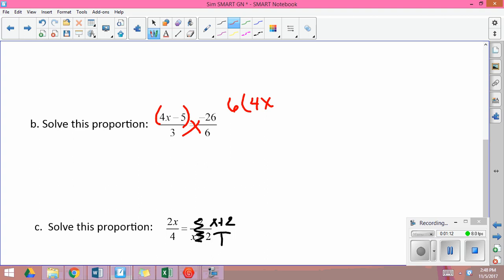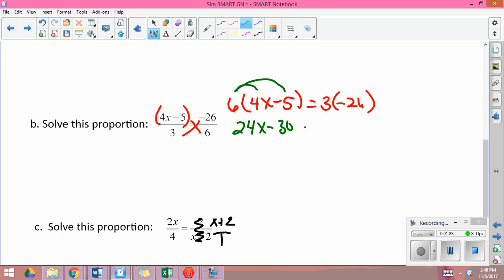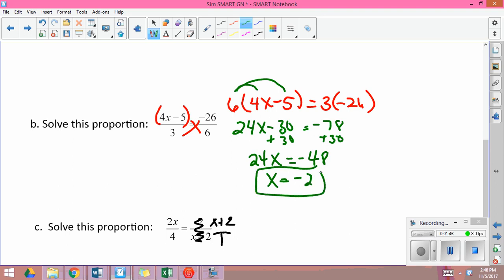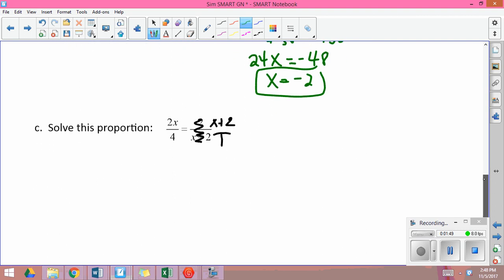6 times (4x minus 5) is equal to 3 times negative 26. At this point, if you want to divide both sides by 6, that's fine. Most of you will prefer to distribute. So I have 24x minus 30 is equal to negative 78. I'm going to add 30 to both sides. Remember always that process of undoing. 24x is equal to negative 48. Divide by 24, and x is negative 2. It's a very straightforward cross multiplication problem with some basic algebra.